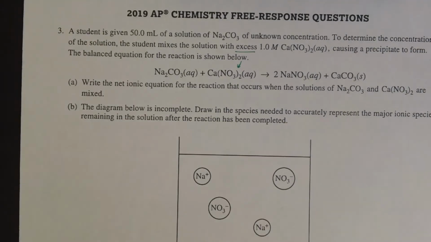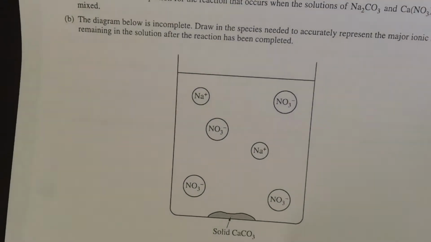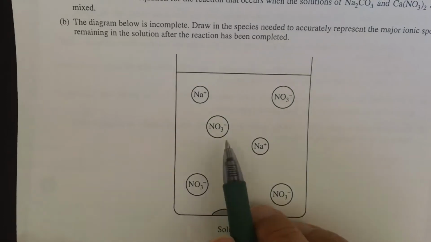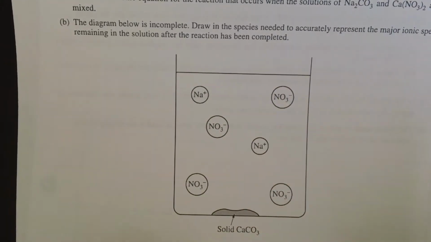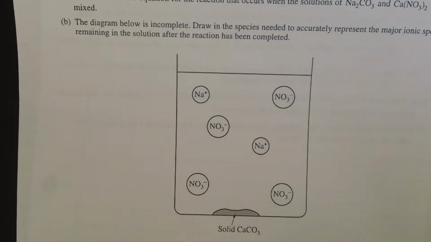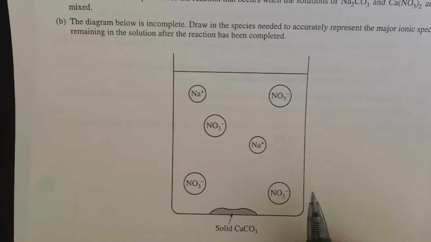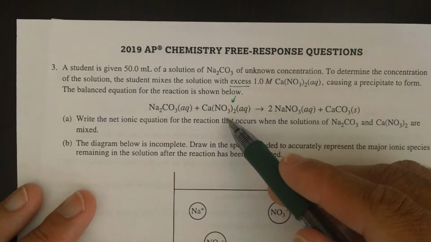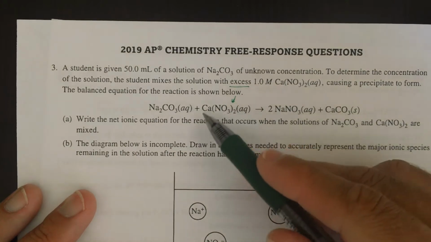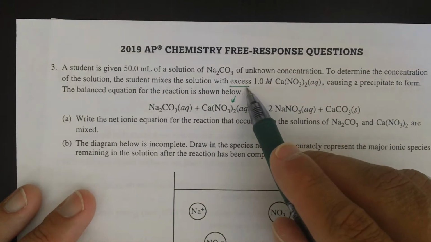Then we get to B. B asks us to look at a diagram. Gives us this diagram and says, draw on the species needed to accurately represent the major ionic species remaining in the solution after the reaction has been completed. So they've got sodium and nitrates here. They have our solid sitting on the bottom. And so we've got to look up and go, this guy is in excess. This calcium nitrate has to be in excess because it told us that it's in excess right above it.